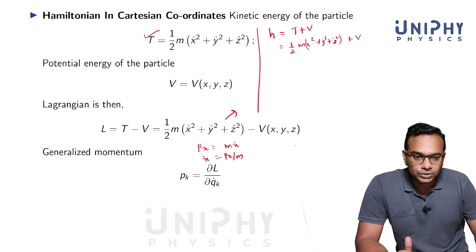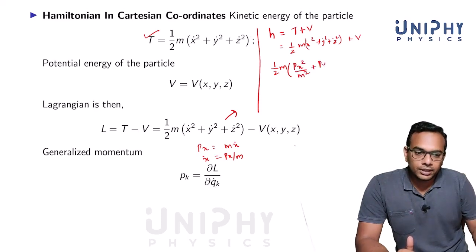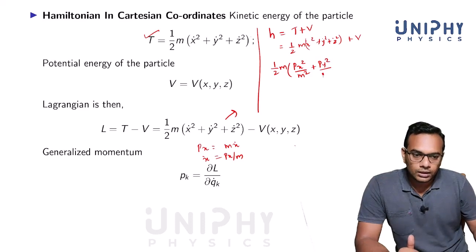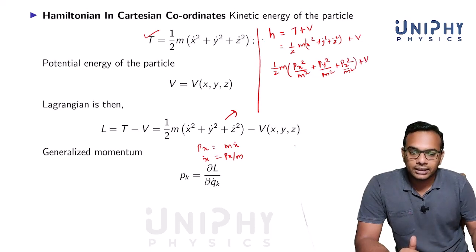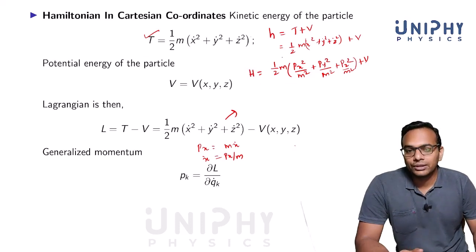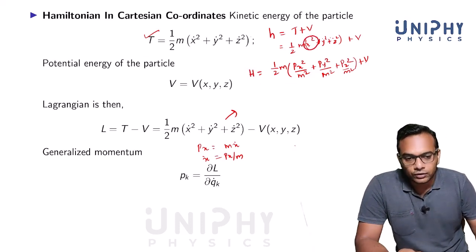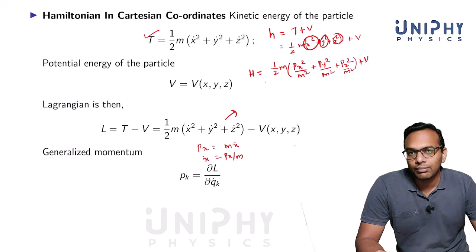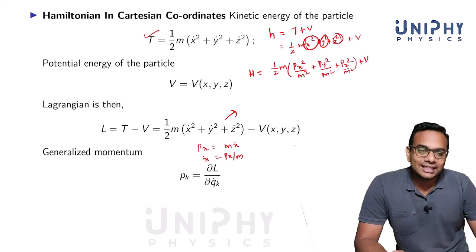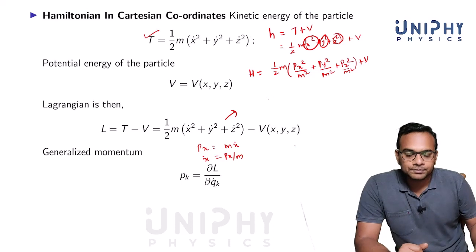We can substitute that here for each case, so it becomes half m. What's x dot square? It is px square divided by m square plus py square divided by m square plus pz square divided by m square, plus V. Now this was the energy function. This is our Hamiltonian, because now we have gotten rid of all this x dot, y dot and z dot in favor of px, py and pz. As we see, it depends only on px, py, pz and x, y, z. So that's our Hamiltonian.